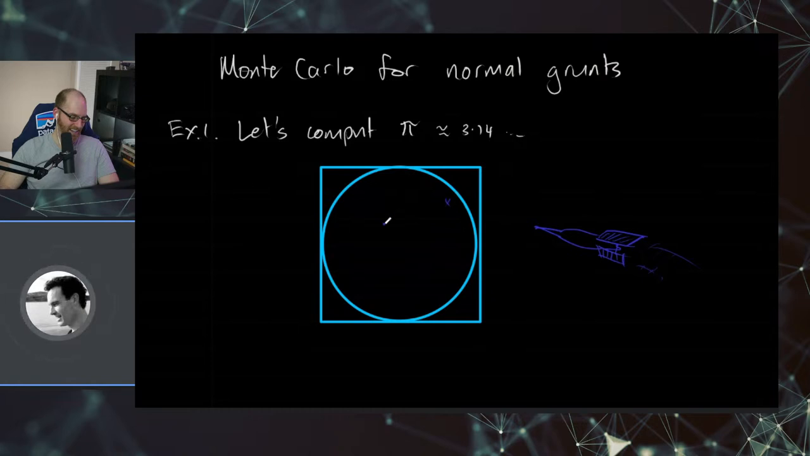boom, hits the spot here. Let me do it in red so you can see it. It's just random darts here. Boom, boom, boom, boom, boom, boom, boom. You know what randomness looks like? It can be clumpy. Like that. And then you just count.